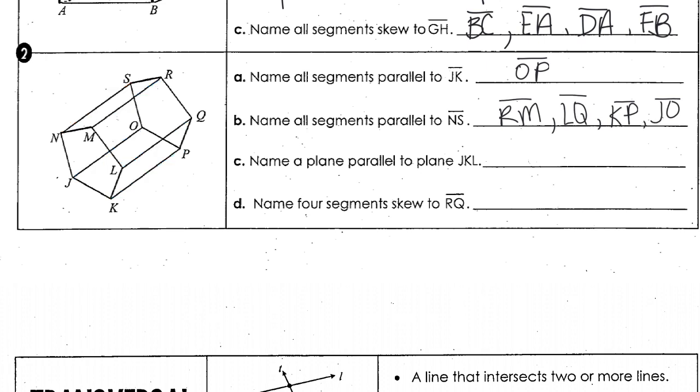Now we want to name a plane that's parallel to plane JKL. All right, so plane JKL is this 5-sided polygon, which is called a pentagon. So the only plane parallel to that, which means it's going in the same direction as that, is the other pentagon. So I'm going to call that plane QRS. All right, and lastly, we want to name 4 segments that are skew to RQ. So remember, they're not in the same plane and they're not parallel.